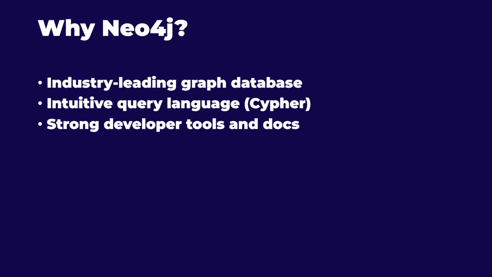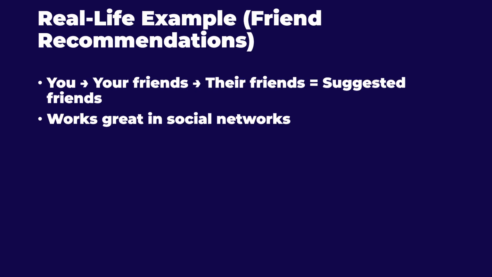Neo4j is the most popular graph database. It's open source, easy to use, and comes with an intuitive query language called Cypher that's designed for working with graphs. Let's say you want to recommend new friends to a user. In a graph, you'd find friends of friends, and Neo4j can do that in one quick query.